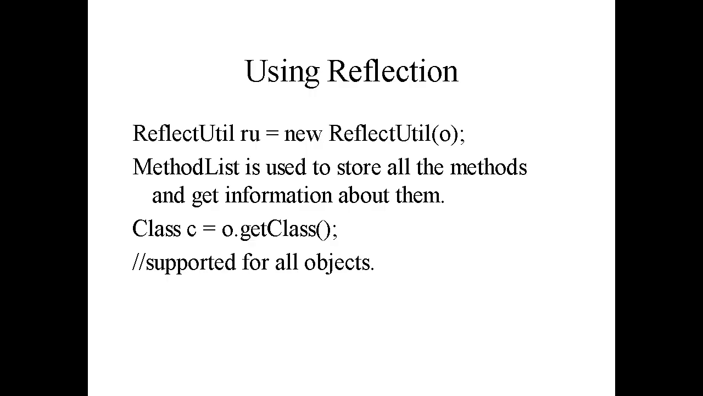If you want to use reflection through ReflectUtil, just make a new instance of the class, pass it to ReflectUtil, and then you can use method lists to store all the methods and get information about them. Moreover, when you get an instance of an object, you can just call getClass, and that'll get the Class instance, and that is supported for all java.lang.Object objects.